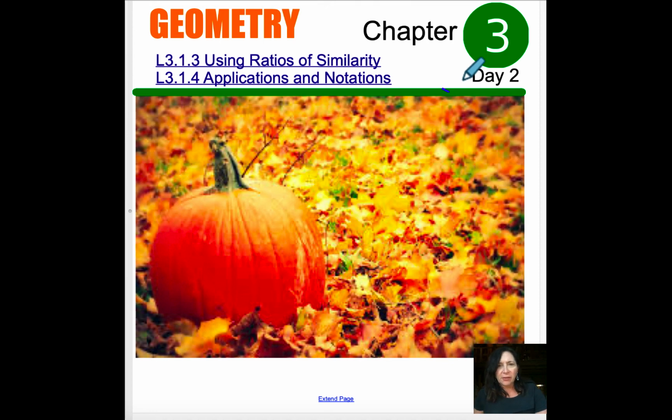Hi everyone, this lesson is for geometry students. This is chapter 3, day 2. We are going to be covering ratios and similarity and a few application problems.